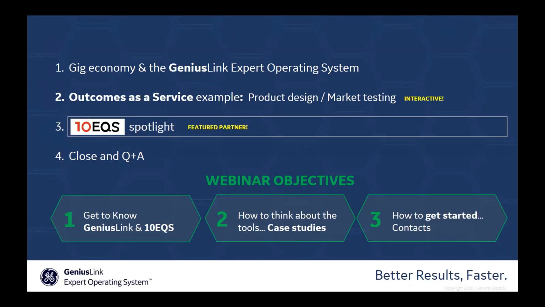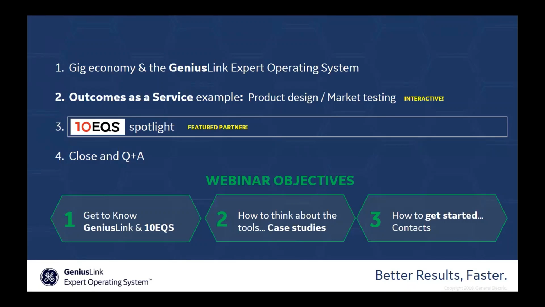We're going to explain what that is, how that works, and how you can access it. Then we're going to drill in a little bit onto one of the modules or services of the operating system, which is outcomes as a service. We've got a really cool example for us to brainstorm together around product design and market testing. Then we're going to hand over to 10X and give some spotlight to the 10X guys. They're a featured partner. We work very closely with them. And then we're going to close out with the Q&A.